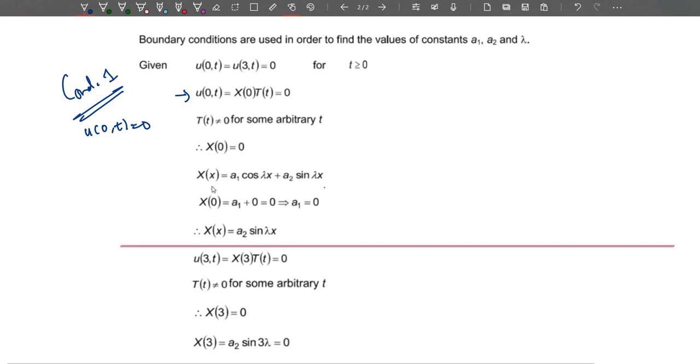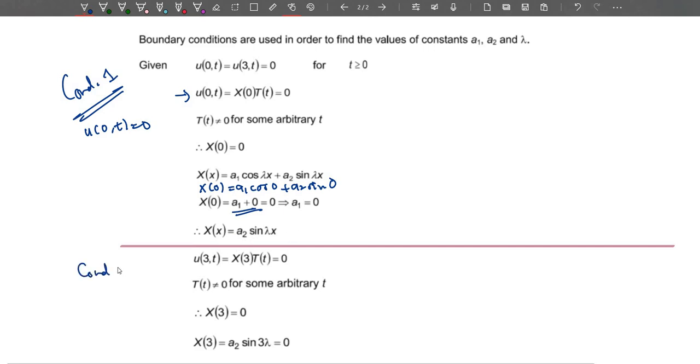And here X(x) is equal to this one. So automatically X(0) is equal to this. I would prefer it if you write it like this. X(0) equals A1 cos 0 plus A2 sin 0, which means here you have A1 plus 0, and therefore A1 equals 0. Hence, X(x) is just equal to A2 sin lambda x.